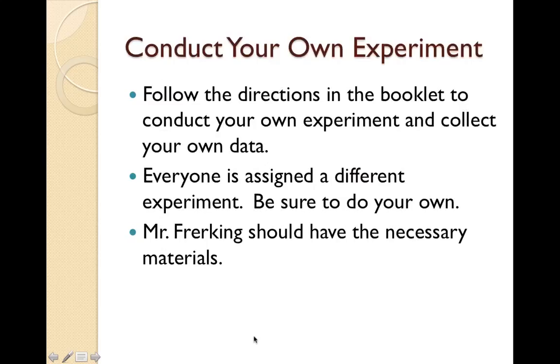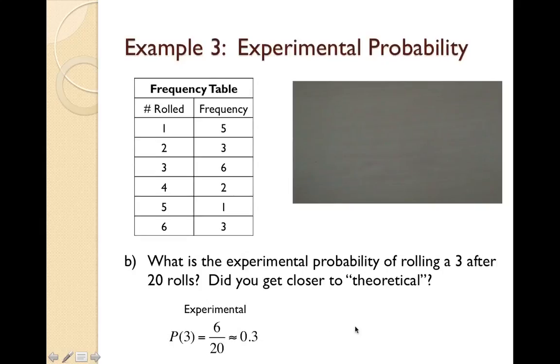When we compare that to the theoretical now, remember our theoretical was a 0.16, we've gotten closer. We're still not quite there, but we're much closer to 0.16 with a 0.3 than we were with a 0.67. If we had done this 100 times, we would probably get even closer to the 0.16. Okay, so that's the idea. So experimental is based on actual data of actually doing an experiment, whereas the theoretical is based on what we expect to happen based on the situation.